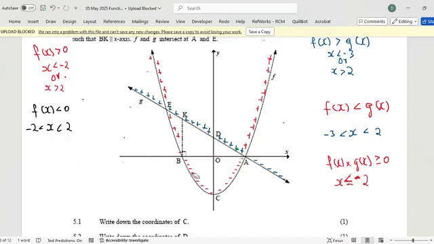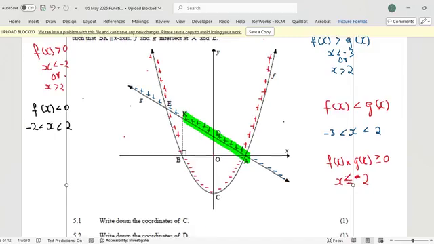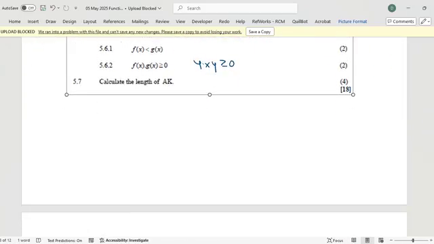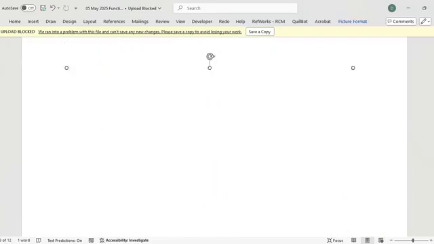The last question says, determine the length of AK. That is the last question. How do I do that? The length of AK.